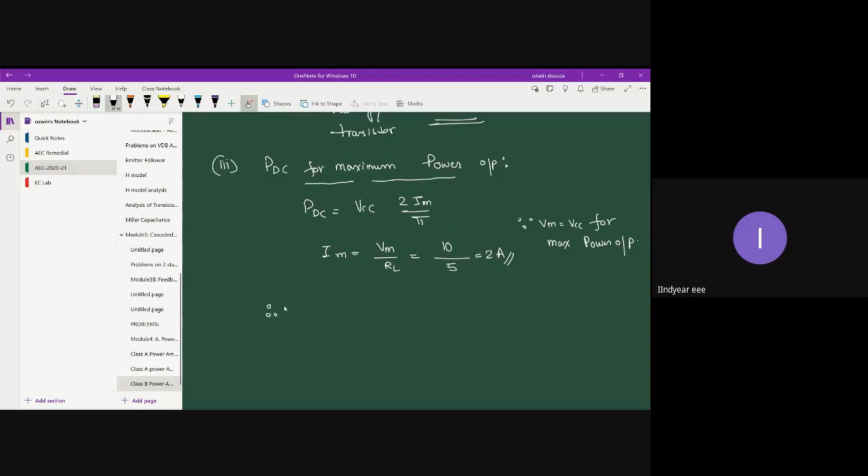So therefore, PDC is equal to VCC, it is 10 into 2 into Im. Im is also 2 divided by pi. So you will get PDC as 12.7323 watts. Okay. So that's your DC output for maximum. Sorry, that's your DC input in order to get maximum output. Okay. So that completes problem number 2.